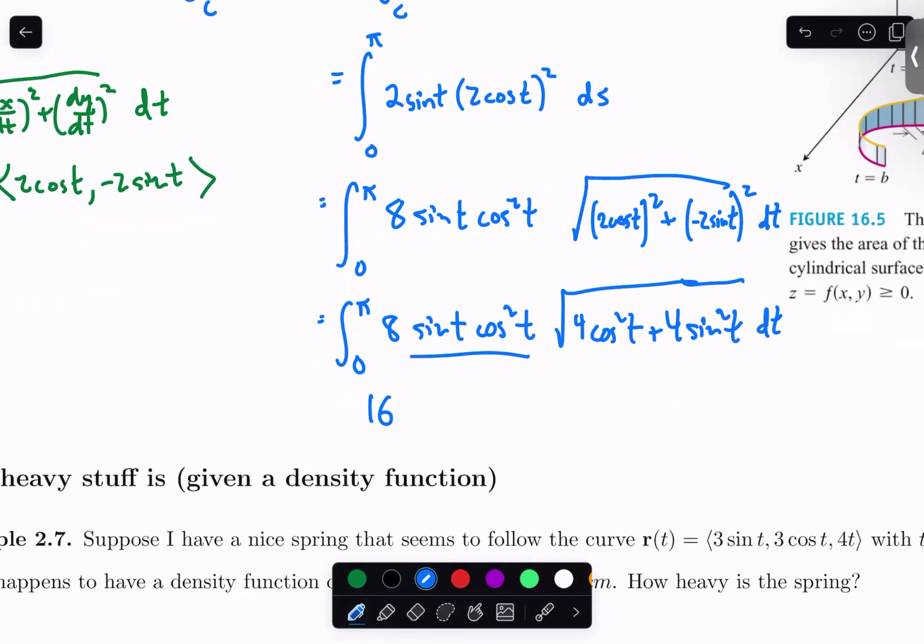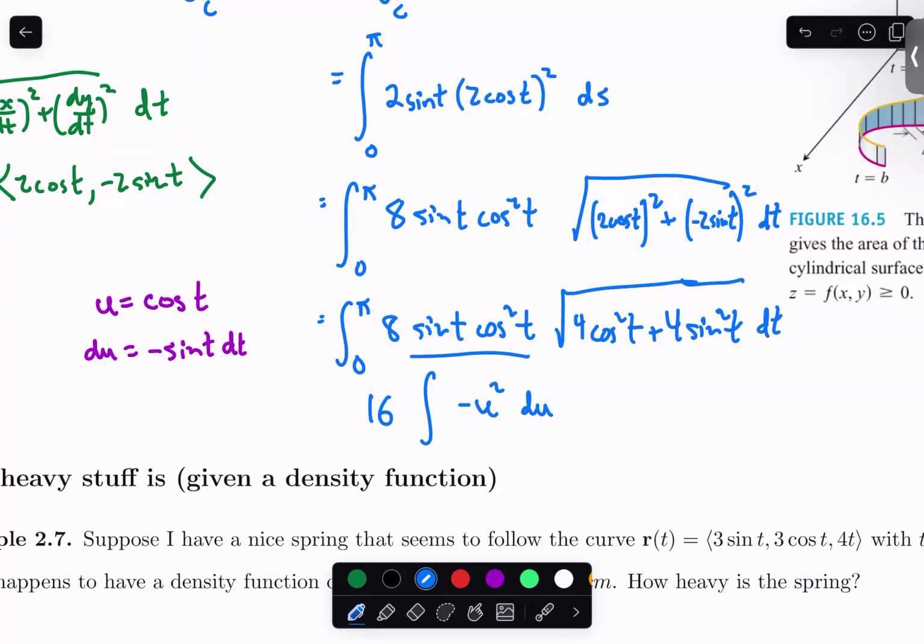All right, now I still need to integrate my sine t cosine squared t. This is going to be a small u substitution. So if I let u be equal to cosine of t, then du is going to be equal to negative sine of t dt. So now this is just going to be the integral of what? Negative u squared du here.